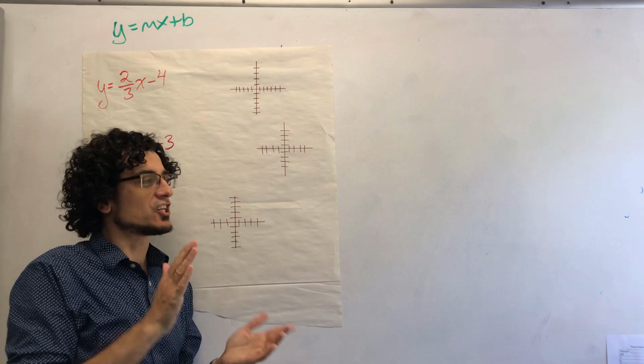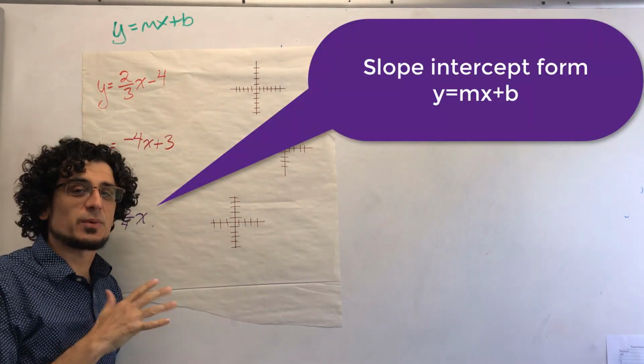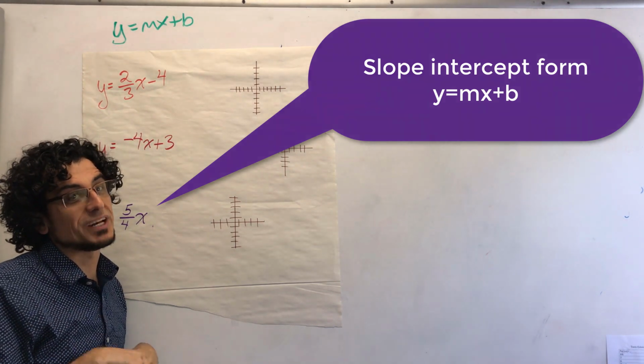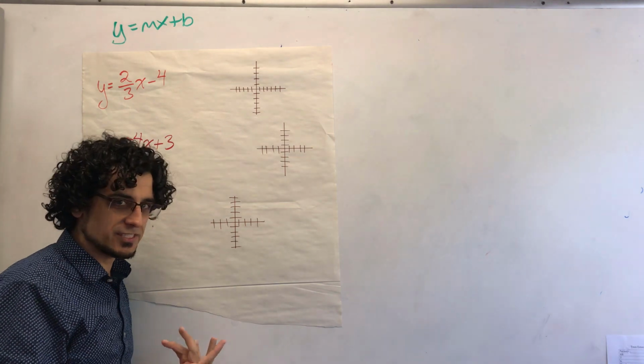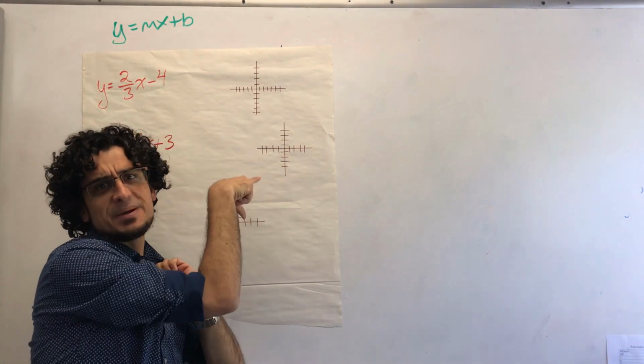I am here today to go over graphing in slope-intercept form. One of the things we have to remember about slope-intercept form is that there are some really important letters involved in this one. So let's talk about it. Slope-intercept form is y equals mx plus b.